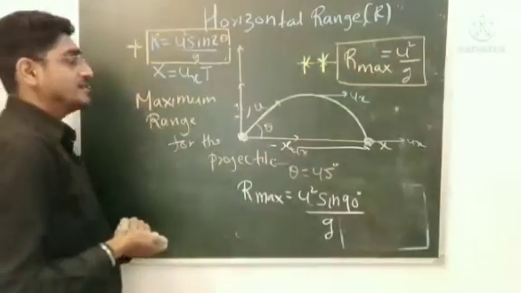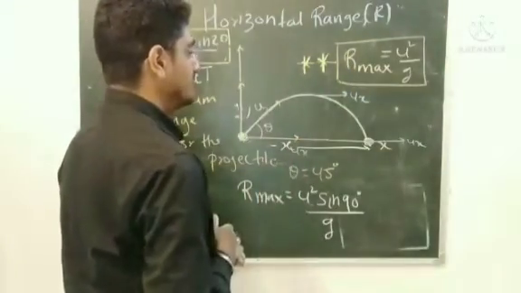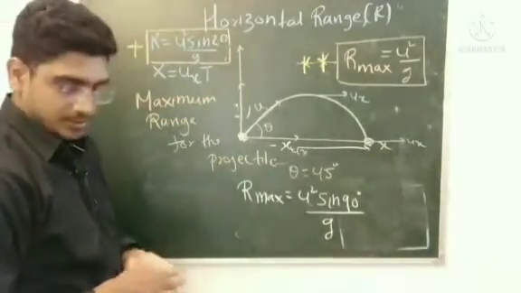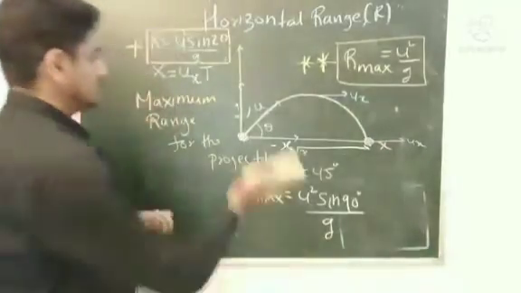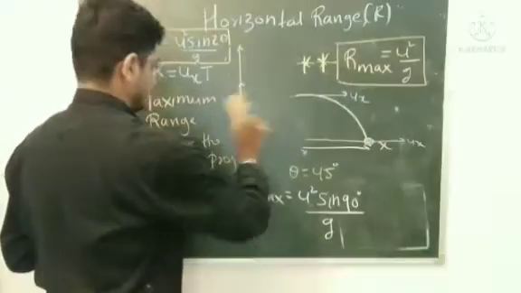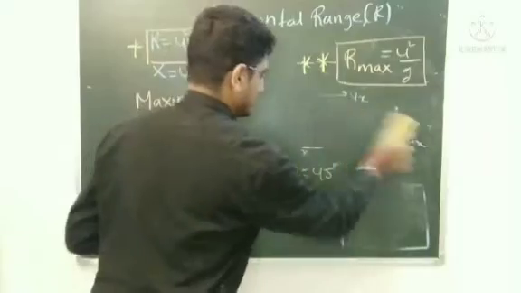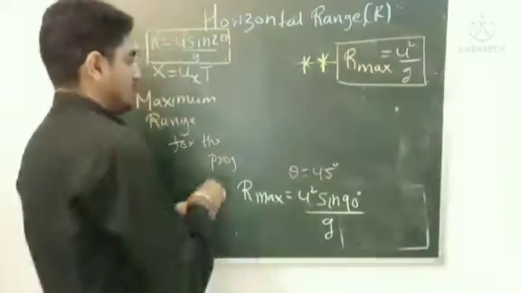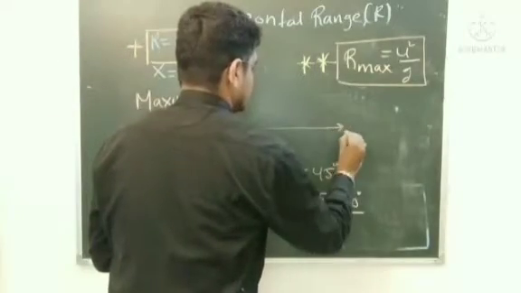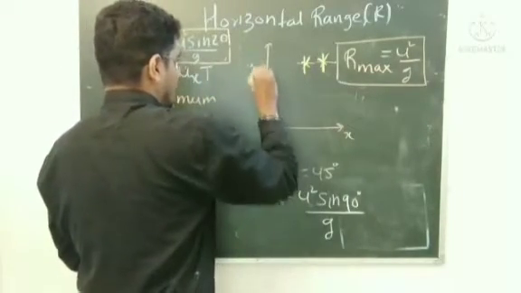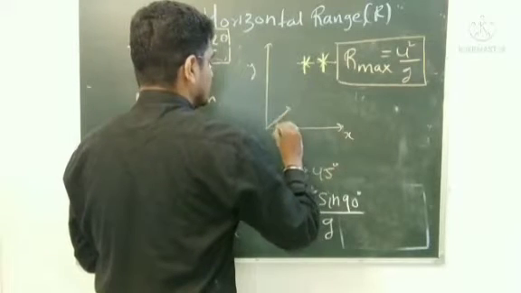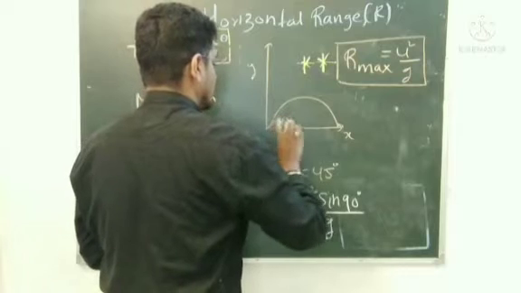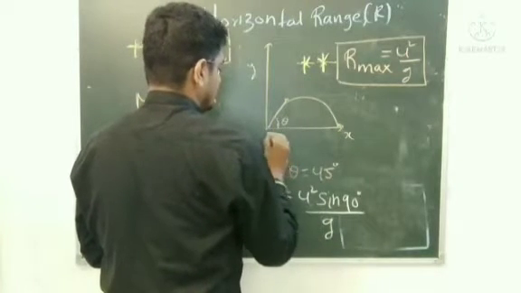Now we will discuss one more thing: when are the ranges equal, for which angles? So look, suppose we throw a particle with angle theta. Its range is supposed to be R1, for example. This is the range R1.